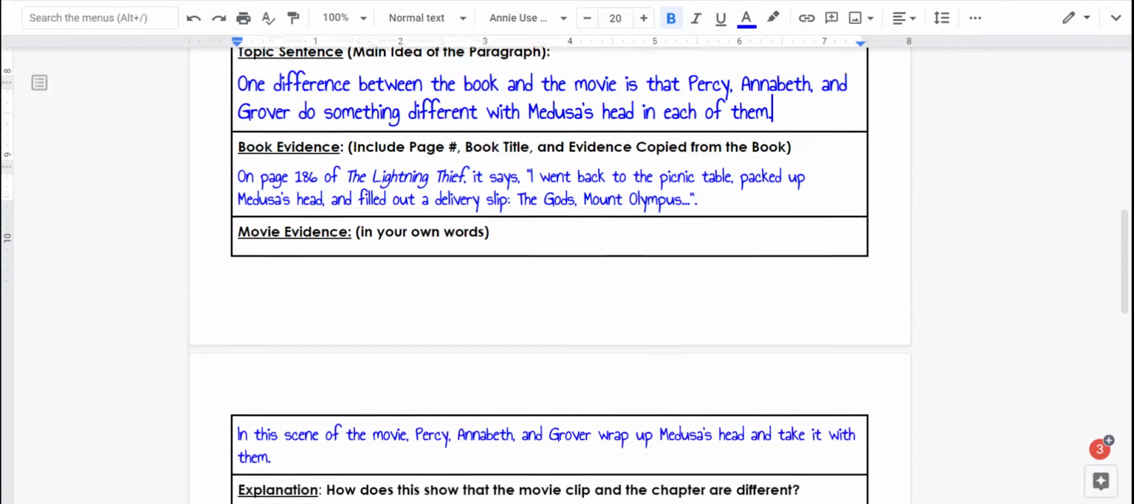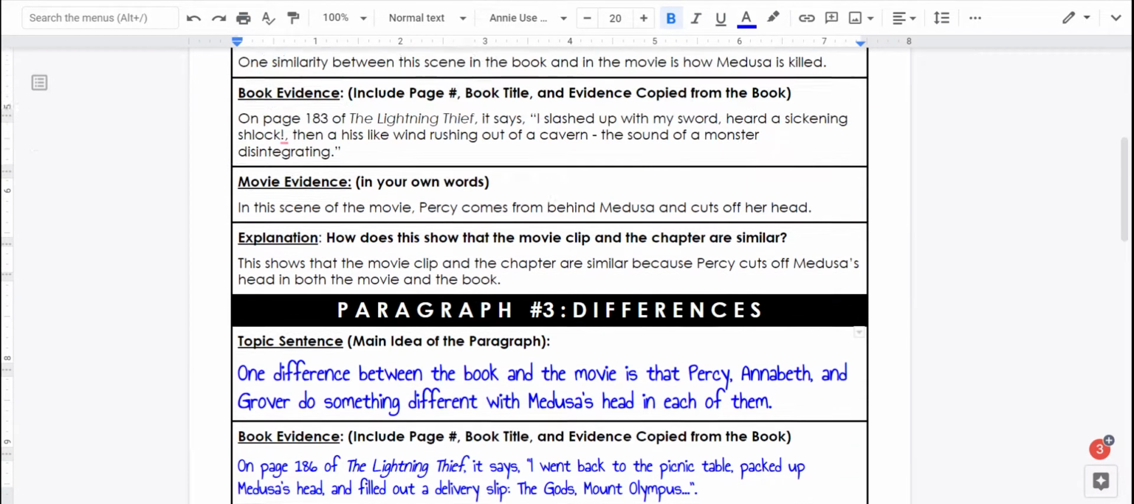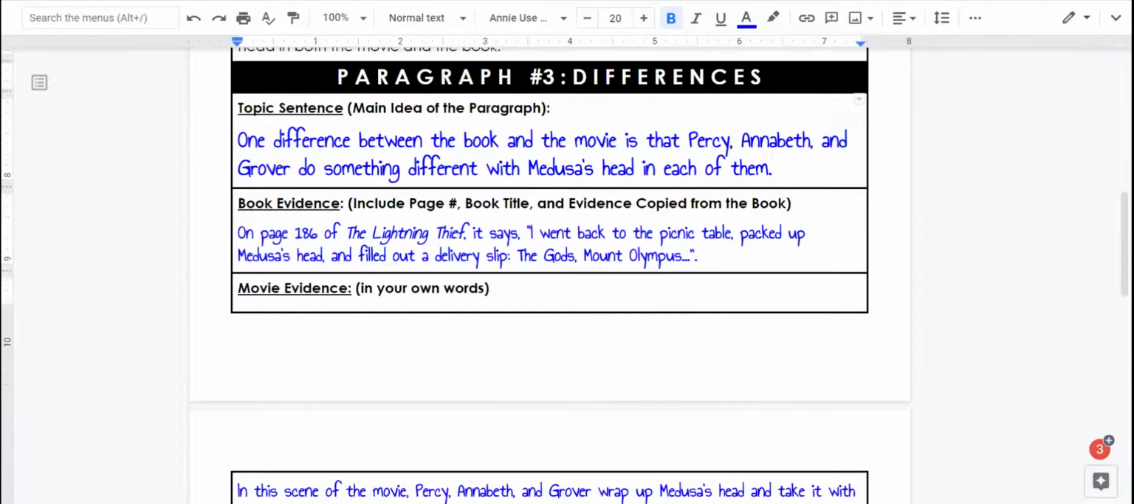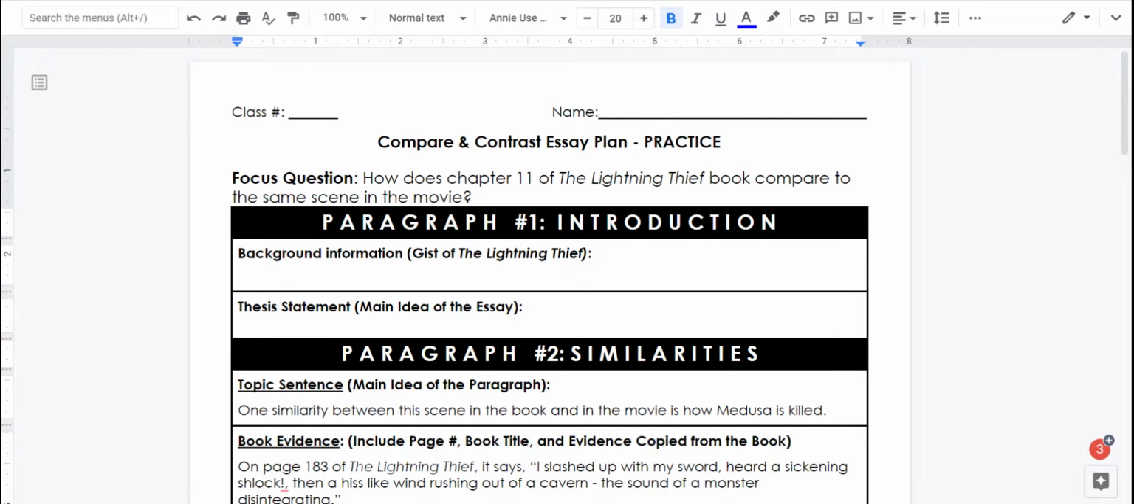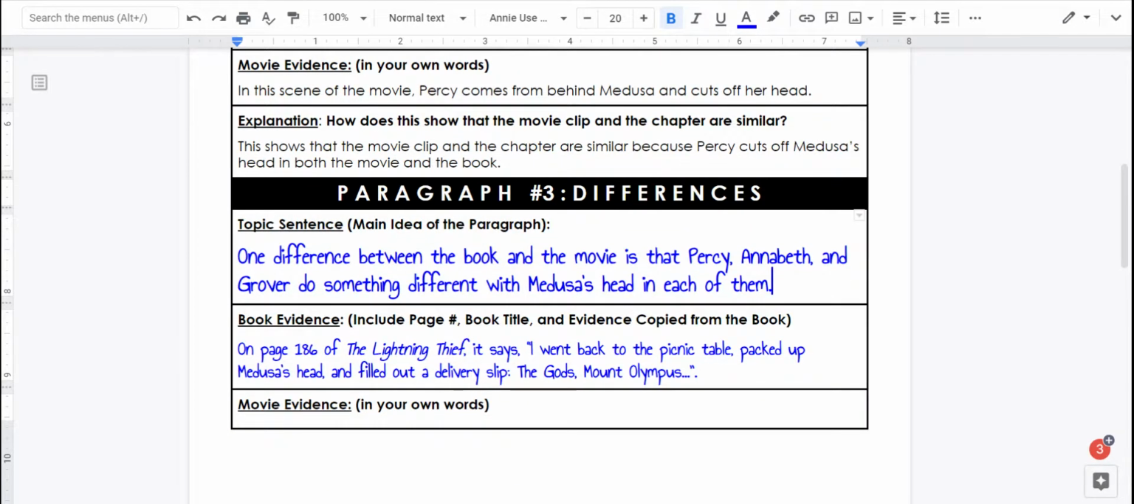So we're going to stop here for today. We've looked at the similarity paragraph and we've looked at the differences paragraph. When we Zoom today, I'm going to start walking you through writing your own essay and writing your own similarities and differences paragraphs. So you'll want to make sure you have your Lightning Thief book when we start Zoom today, and you'll want to have your document that says compare and contrast essay plan independent. You'll need both of those things at the start of our Zoom so that you are ready to get started on writing your own essay today.